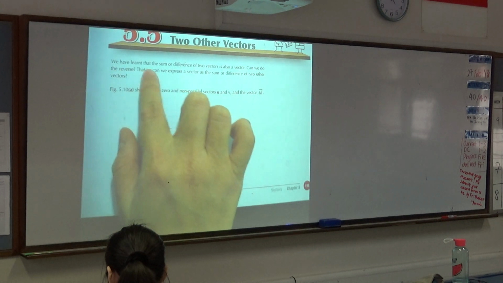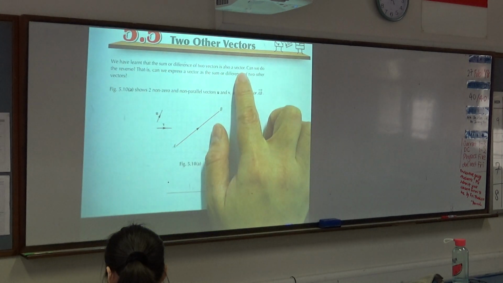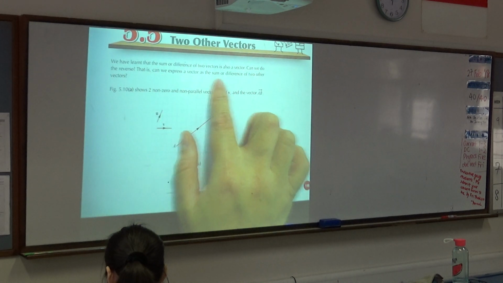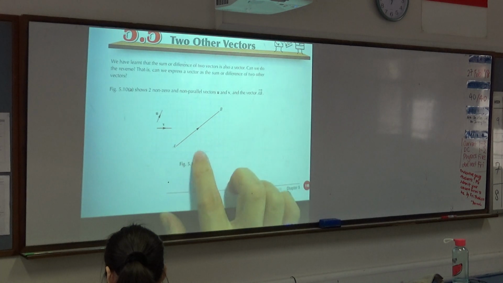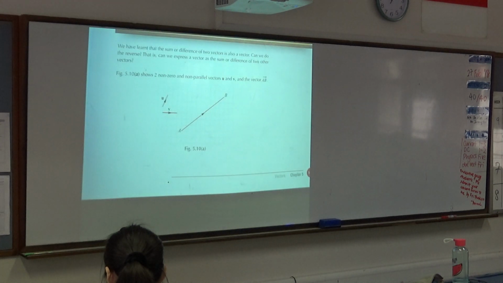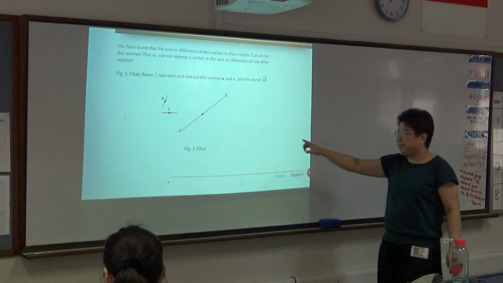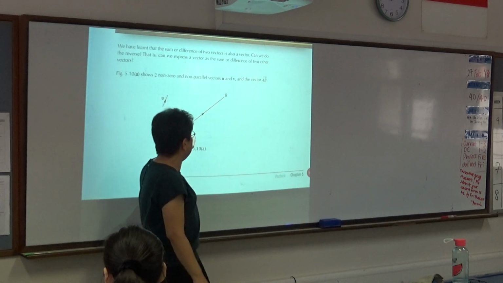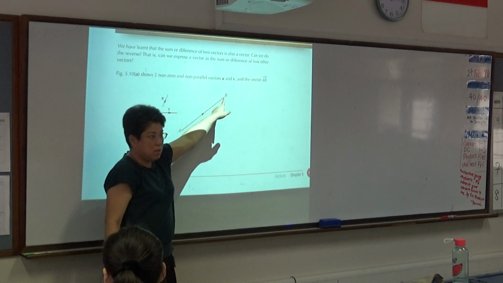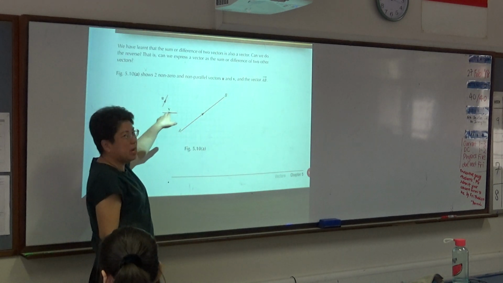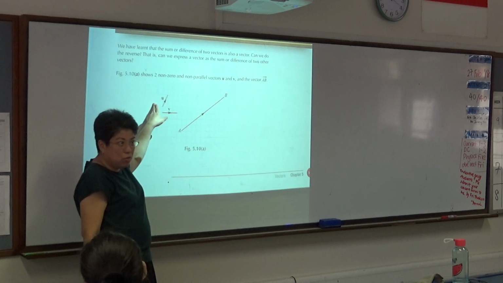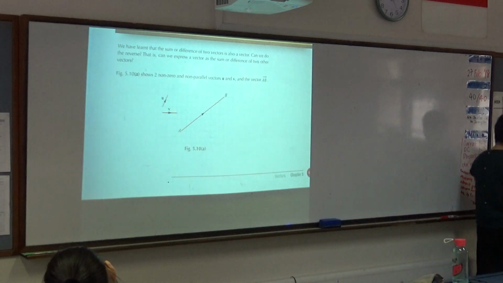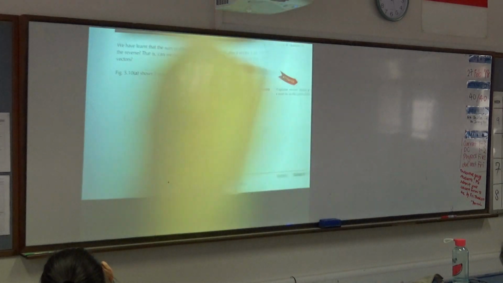We have learned that the sum or difference of two vectors is also a vector. So can we do the reverse? That is, can we express a vector as a sum or difference of two other vectors? Now you look at this particular question. They give you a vector AB, right? Then they ask you, can you draw this and this such that when you add together, it becomes AB? That means how many times of V do I need and how many times of U do I need? Do you know what I'm talking about here? This is the question. Okay, now you turn to the next page. They show you how to draw. There are a few ways to draw it, okay?